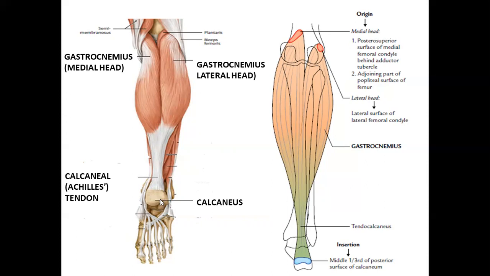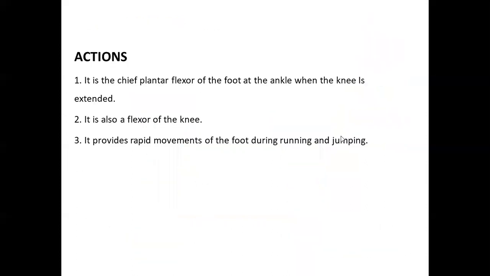Okay. Now, both the heads of this muscle are supplied by the tibial nerve, in the popliteal fossa. What are the actions of this muscle? It is the chief plantar flexor of the foot at the ankle when the knee is extended. Extend your knee and then do plantar flexion, and you can feel the contraction of the gastrocnemius muscle. It is also a flexor of the knee joint, and the important thing is that gastrocnemius is used during movements of the foot during running and jumping.